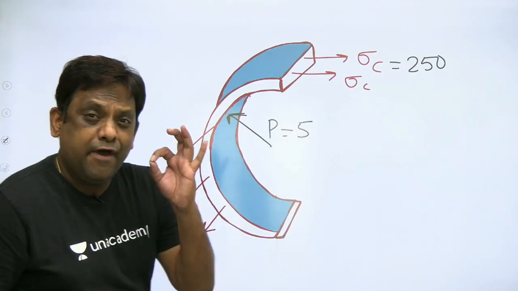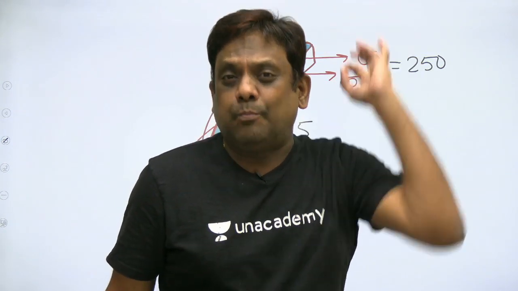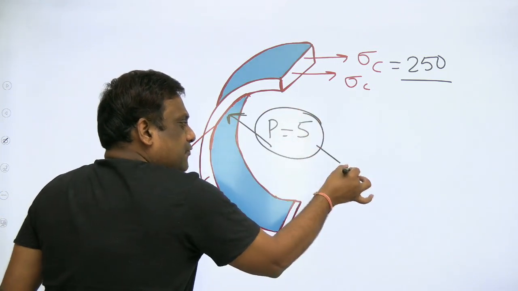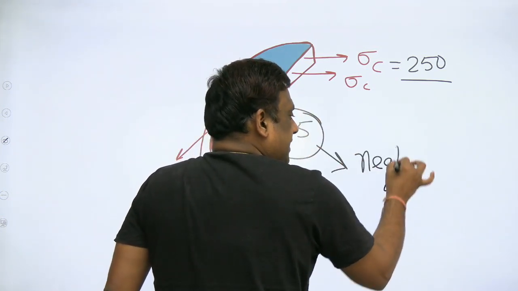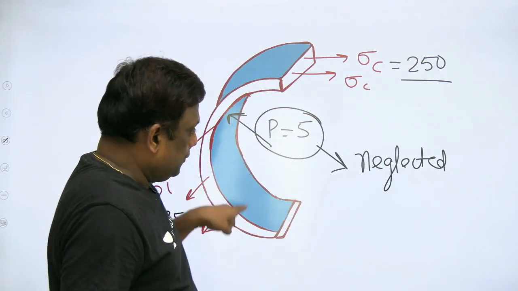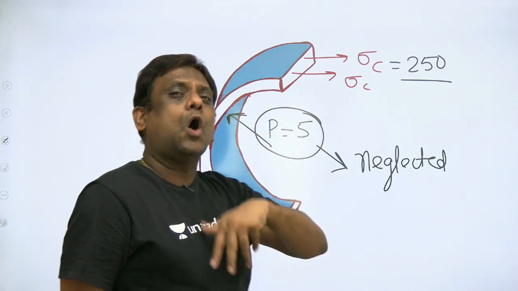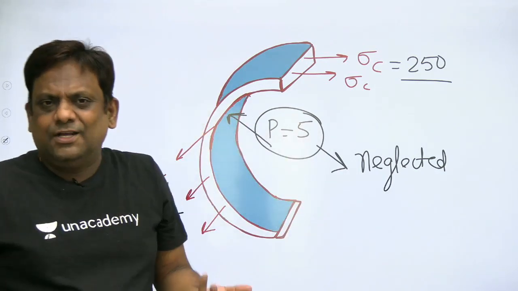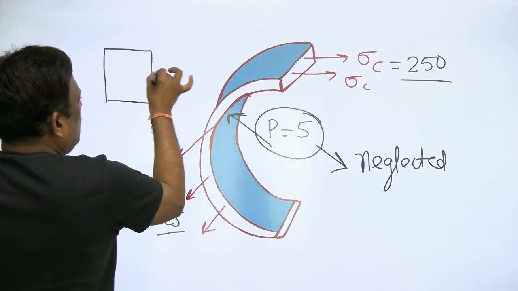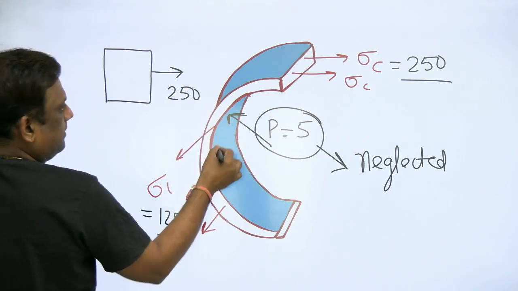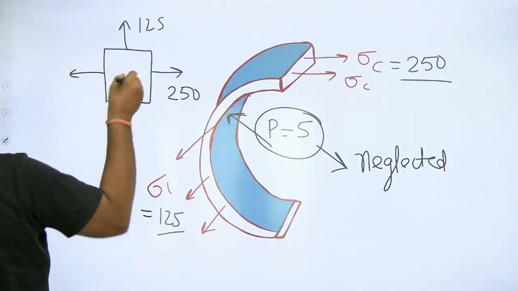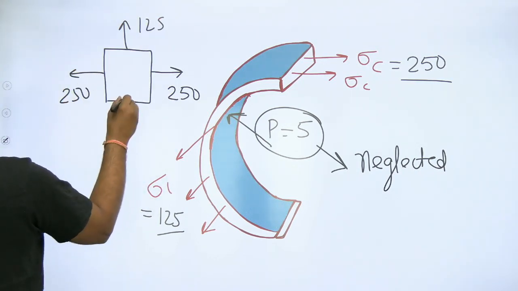What does this mean? Whenever one dimension is very small compared to the other two, it can be neglected. So when it is neglected, we have only 2. In the other principal direction, it is almost 0, almost negligible. So now you are left with only these 2. What are those? That is 250, and this is 125, both perpendicular. And in the z direction, it is 0.